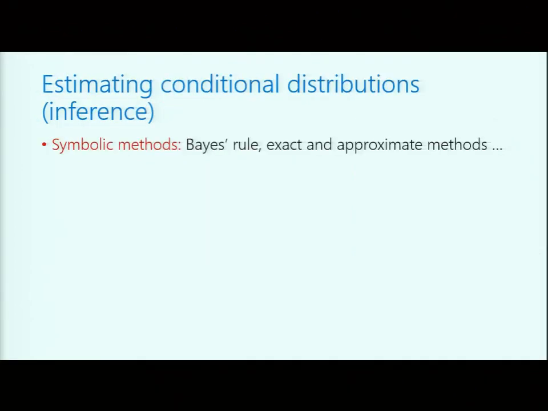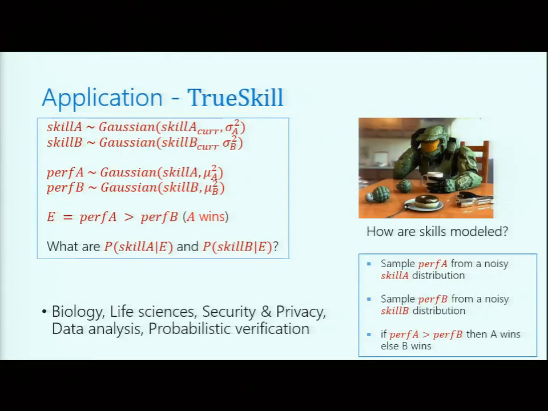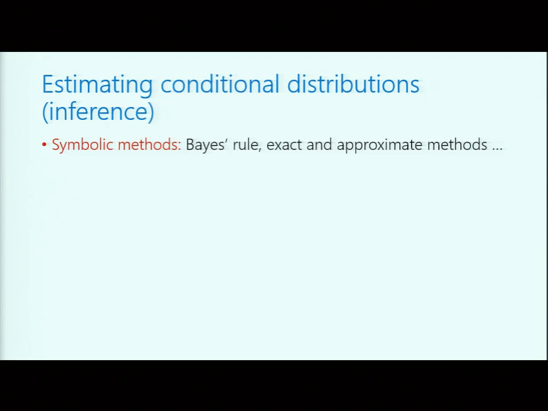So the question is, once I give you this model, how do you estimate these conditional distributions? There are a number of techniques to solve these kinds of models. The first is symbolic methods, like writing formulas using Bayes rule, and then using exact and approximate methods. And the other is sampling.